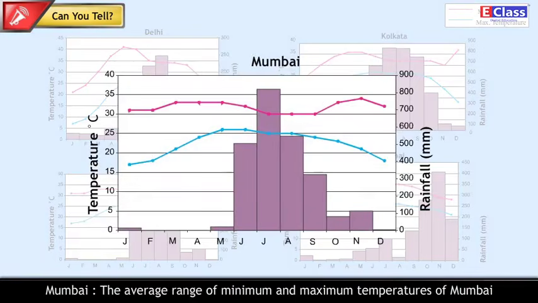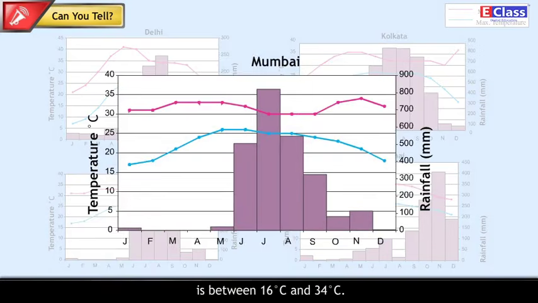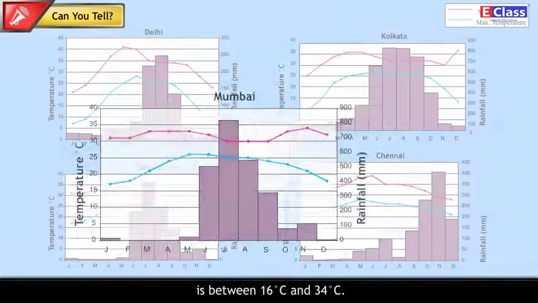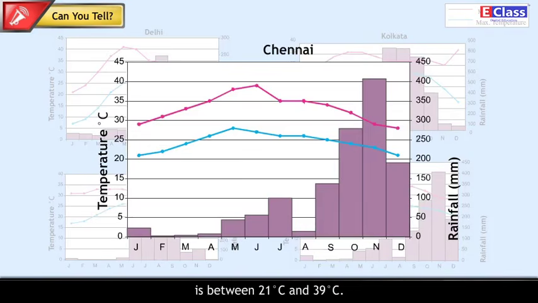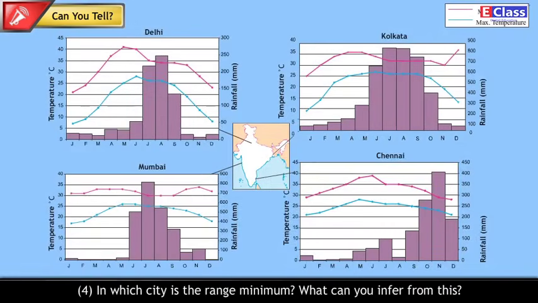Mumbai. The average range of minimum and maximum temperatures of Mumbai is between 16 degrees Celsius and 34 degrees Celsius. Chennai. The average range of minimum and maximum temperatures of Chennai is between 21 degrees Celsius and 39 degrees Celsius. In which city is the range minimum?